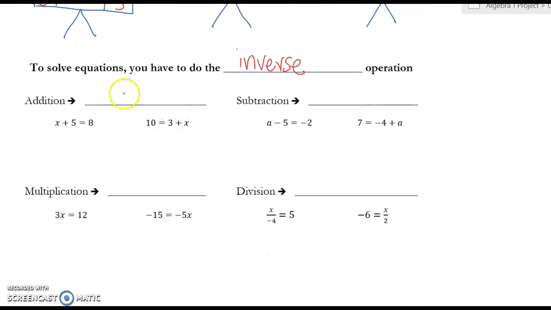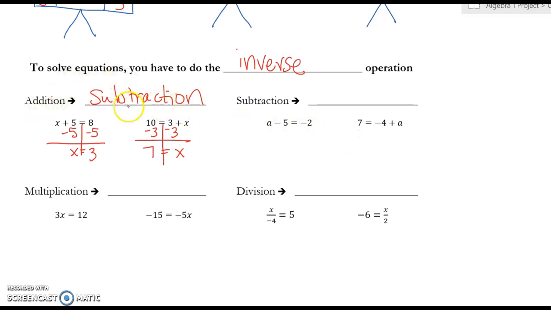So the inverse operation of addition is subtraction. What that looks like is I draw my line down. That's like the center of my balance. To get rid of a plus 5, I do the opposite of plussing 5, which is minus 5. So I'm minus 5 on both sides, and I get 3. Over here, it's the same idea. Even though x is on the other side, I have to get rid of a positive 3. To get rid of a positive 3, I subtract 3, and so I get 7 as x.